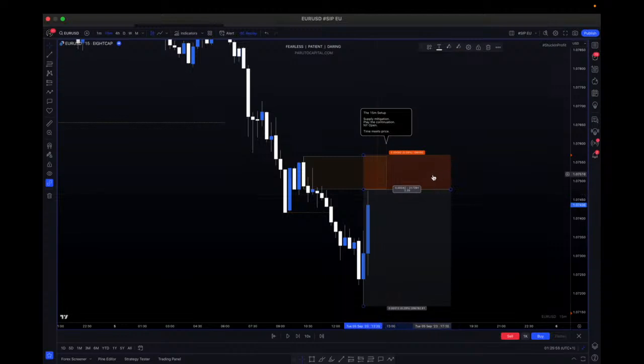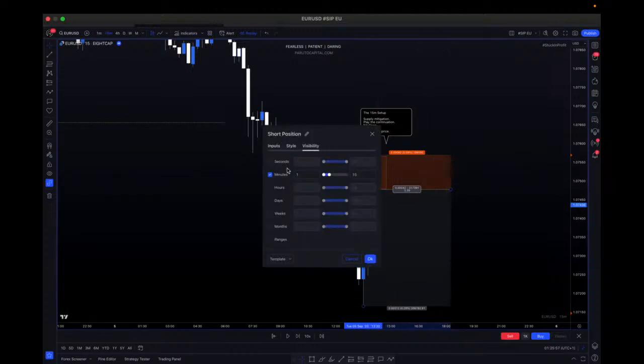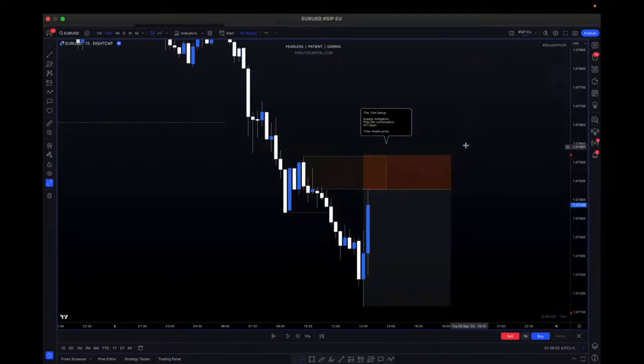So this is the 15 minutes setup. Now let's go down to the 1 minute and let's see how we'll play that on the 1 minute.